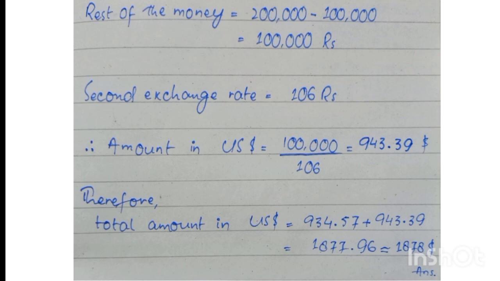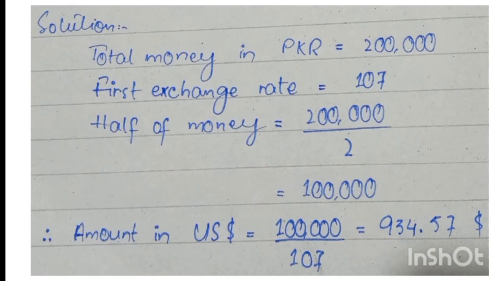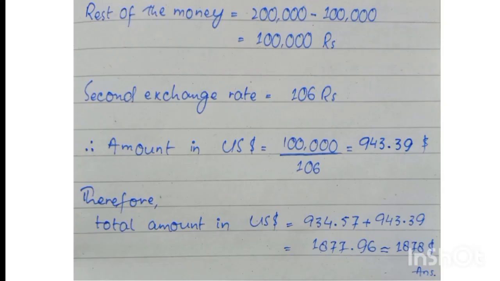And we need to find the total amount in US dollars now. Now add these: add 934.57 and 943.39 and you have got 1877.96, which is approximately equal to 1878, because the value after the decimal point is greater than 5. So the approximated value is 1878. This is the total amount in US dollars.